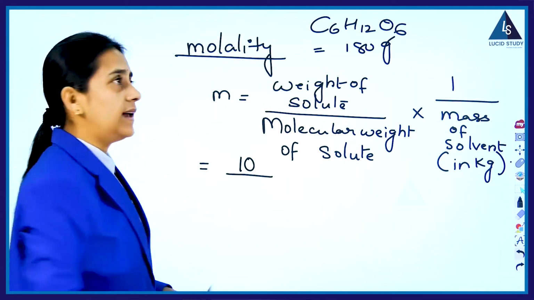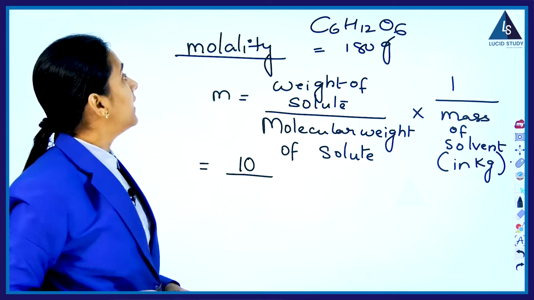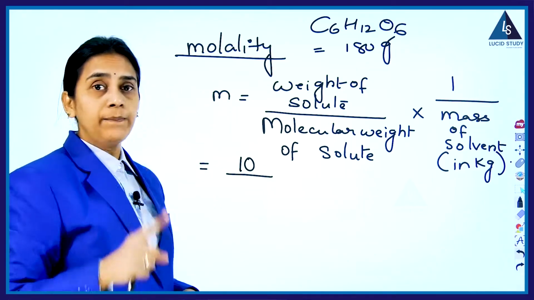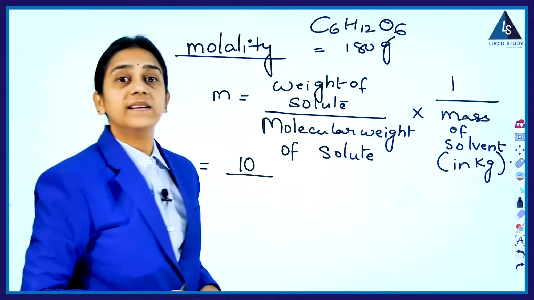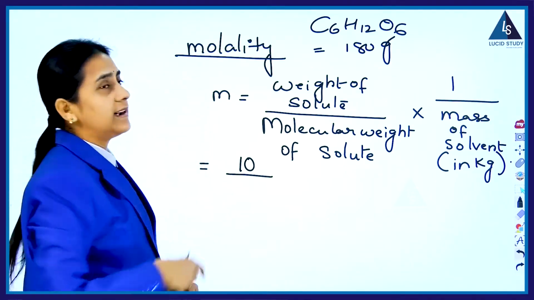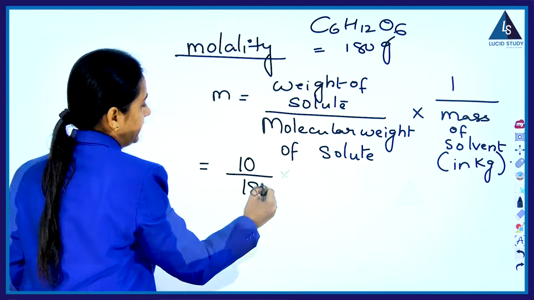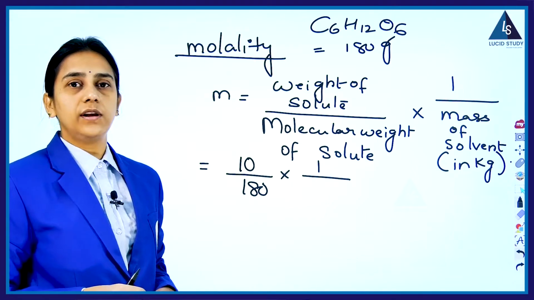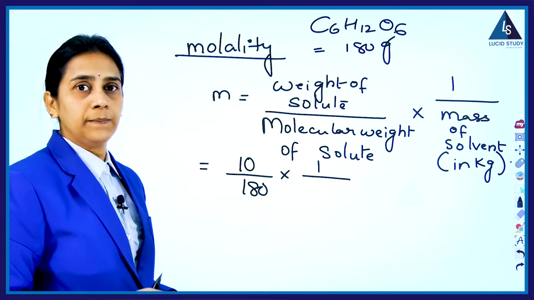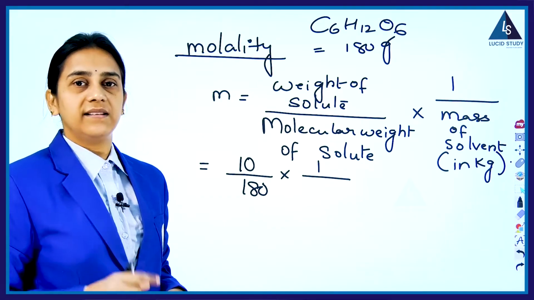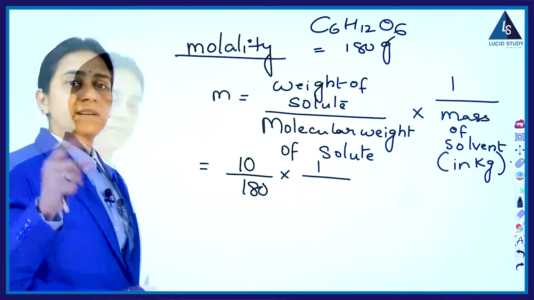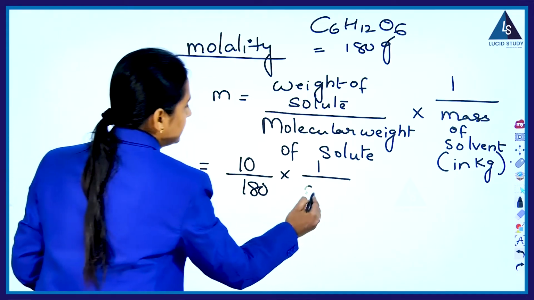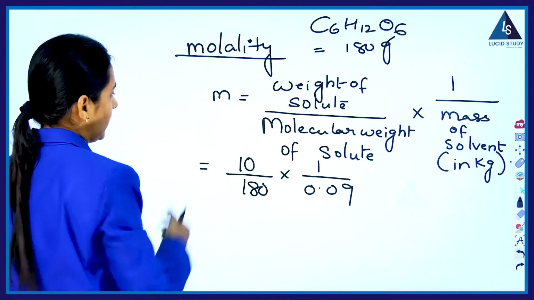Maybe you know how to calculate. Take the atomic weights of all the elements. Carbon atomic weight is 12 into 6 plus hydrogen, it is 1 into 12 plus oxygen, it is 16 into 6. If you do that, you will get 180 grams. So substitute it into 1 by mass of the solvent. According to the question, 10 grams of the solute is present in 100 grams of the solution. So I want the solvent: 100 minus 10, that is 90 grams. 90 grams, convert it into kg by dividing by 1000, you will get 0.09. It's a simple calculation.